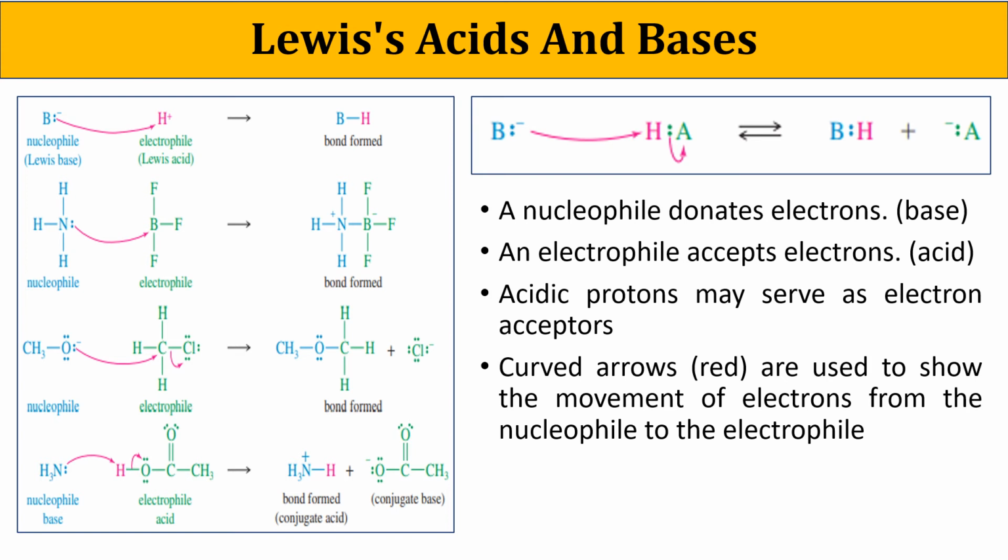We sometimes use color types for emphasis: blue for nucleophiles and green for electrophiles, and occasionally red for acidic protons. A nucleophile donates electrons and an electrophile accepts electrons. Acidic protons may serve as electron acceptors. Red curved arrows are used to show the movement of electrons from a nucleophile to an electrophile.